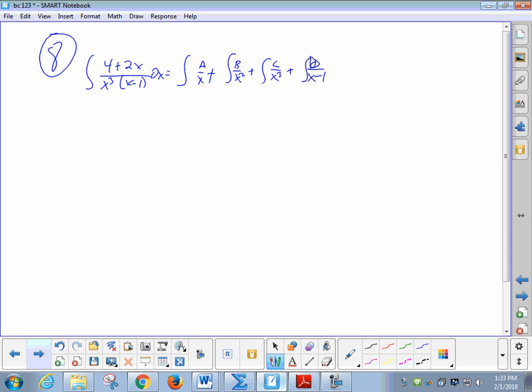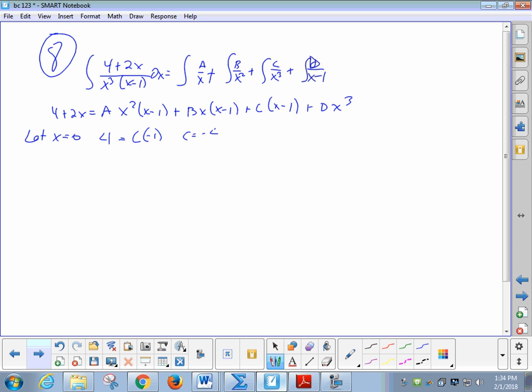Okay. Did you get the original setup like that for 8? And that's the 4 fractions. Alright, so 4 plus 2x. Did you clear the fractions well? So ax squared times x minus 1 plus bx times x minus 1 plus c times x minus 1 plus d x cubed. Okay, you let x equal 0, and you get 4 equals c times negative 1. So c is negative 4. You let x equal 1, and you get 6 equals d.